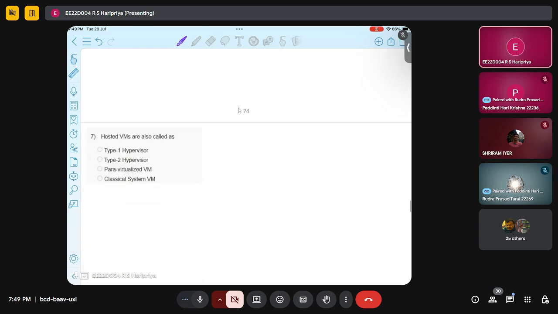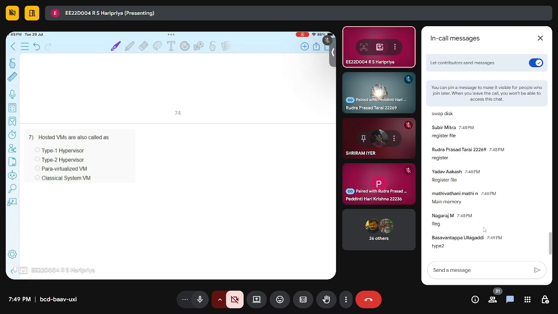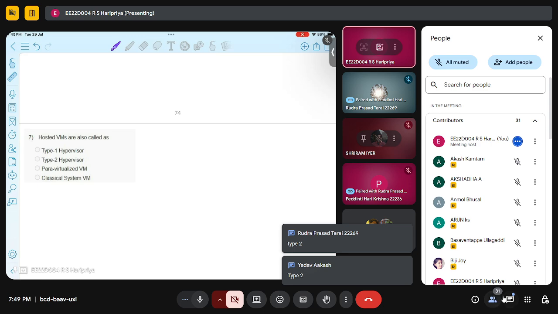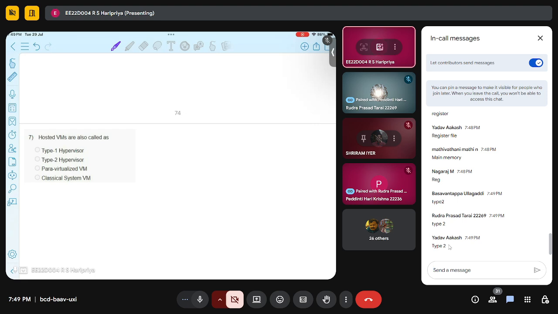So next question. Hosted VMs are also called as... yes, hosted VMs are type 2 hypervisors. So these are the virtual machines that run on top of the host OS, meaning that the virtualization layer is installed as an application on the existing OS.